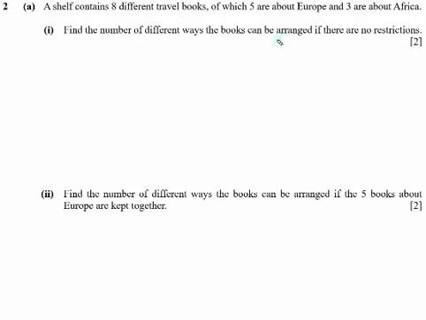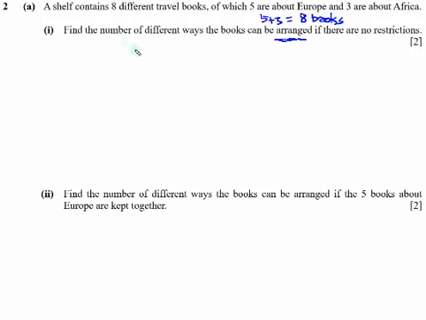If you see the word arrange, then it must be a permutation question. Now, why 8? 5 plus 3, the total is 8 books, okay?